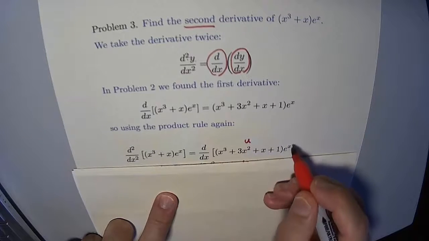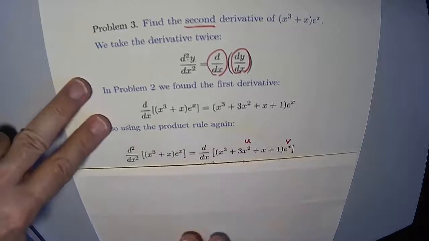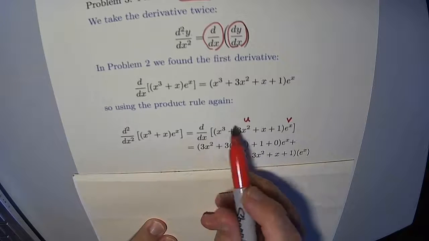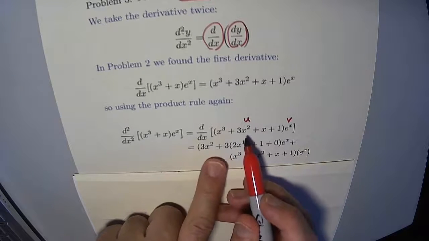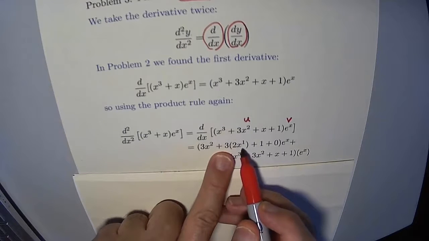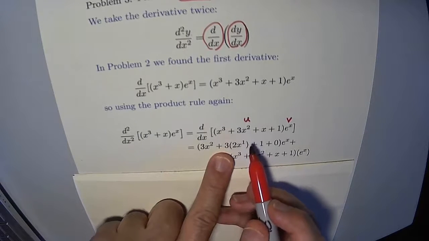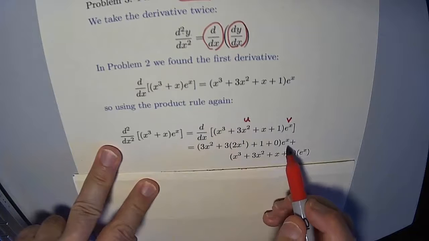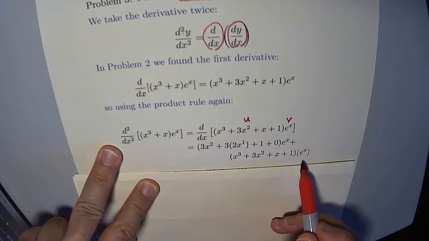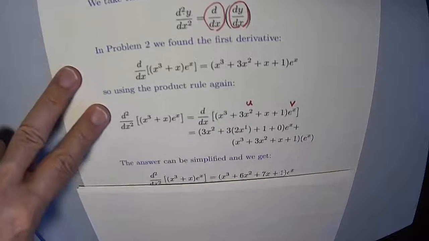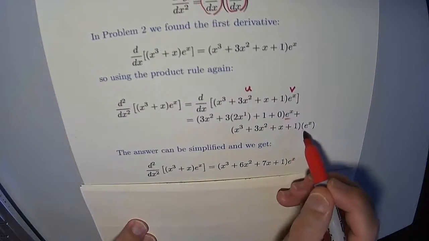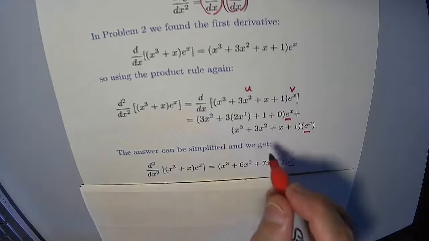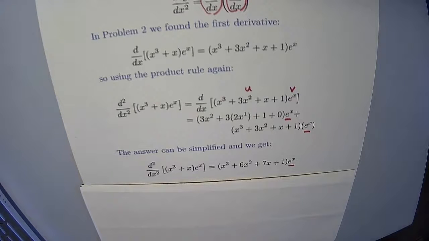Let's call this first function u, and e to the x we call v. Derivative of u is 3x squared plus 3x squared, which becomes 3 times 2x to the 1. Derivative of x is 1, derivative of 1 is 0, times e to the x, plus the first function times derivative of e to the x, which is itself. Once again, we can pull out a common e to the x and simplify by combining terms to get a simpler answer.